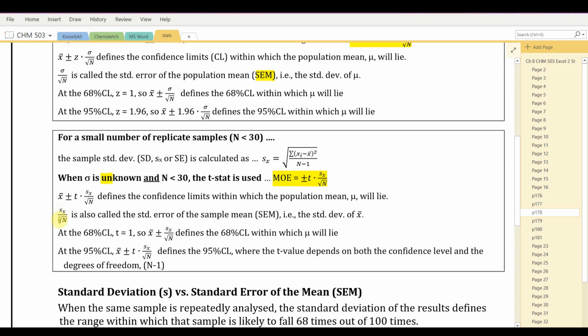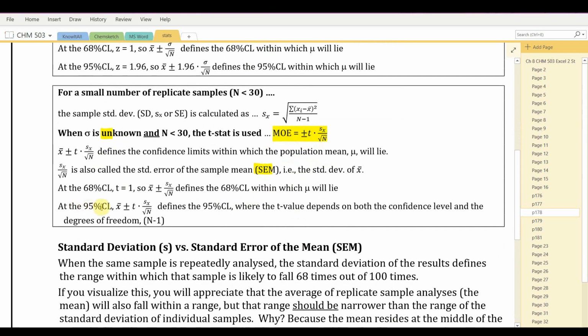And so Sx over root of n is also called the standard error of the sample mean, SEM, the standard deviation of x bar. At the 68% confidence level, t is equal to 1, just like z was equal to 1 at the 68% confidence level. And so x bar plus or minus sx over root of n defines the 68% confidence limits within which the true population mean will lie.